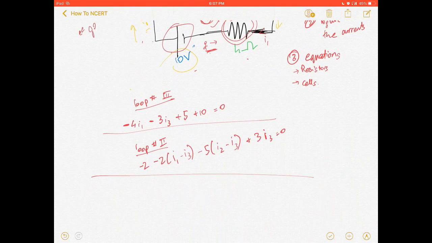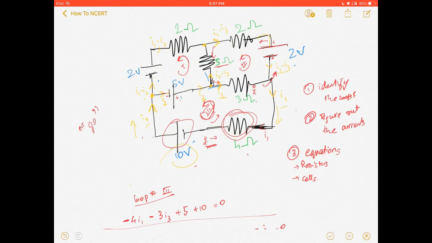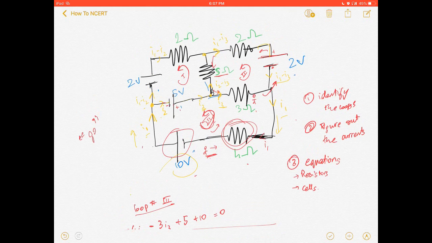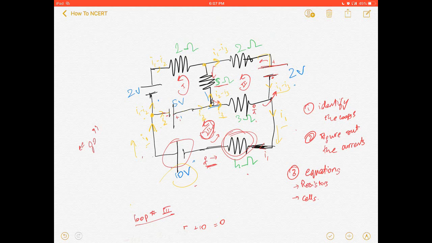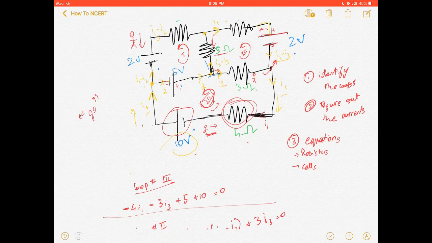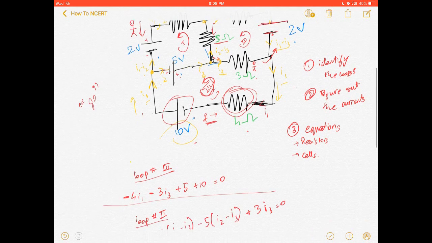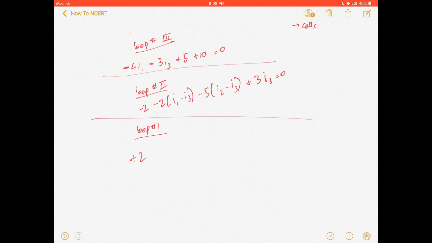Now my third equation, for loop number 1. Alright, now loop number 1. Where should I start? Which place has the least clutter? Here. I start over here and I'm going downwards, right? I draw an arrow counterclockwise, so I'm going to go downwards. First thing I see is a cell of 2 volts. Positive is where I'm approaching, so plus 2, right?